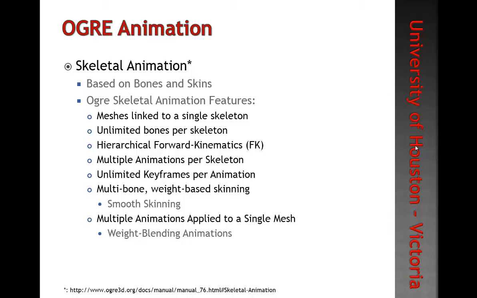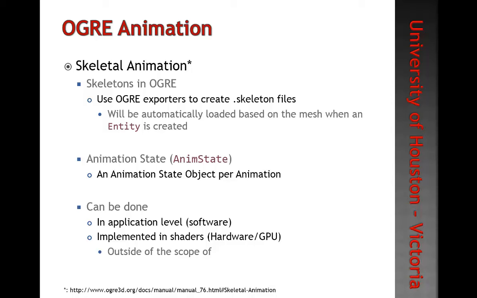Skeletons and the animations that go into them are usually stored in a .skeleton file. These .skeleton files are produced by the Ogre exporters that I talked about in the last slide, and you can find them online. These files are loaded automatically when you create an entity based on a mesh that is linked to a skeleton in question. From that point on, you can use an animation state to set and use the animations for your entity, and then perform all sorts of skeletal animation with your object.